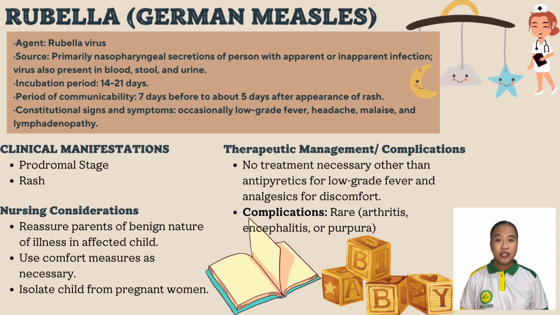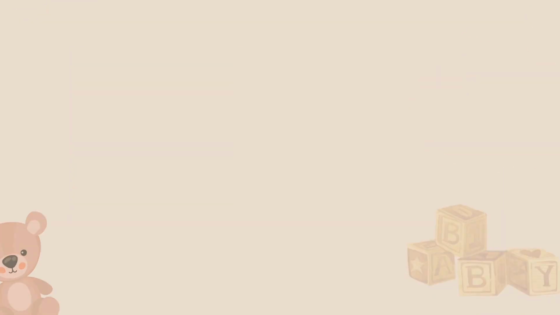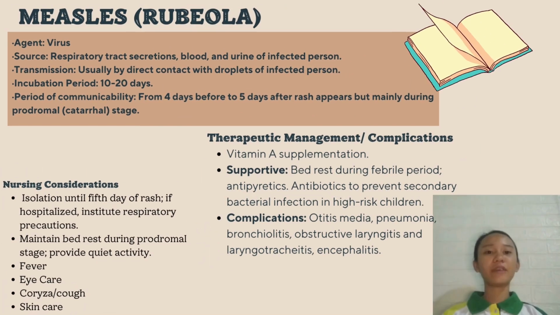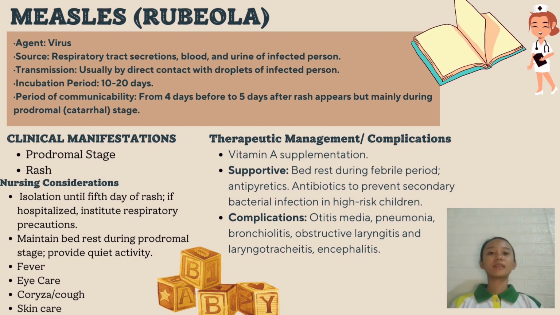Nursing considerations: reassure parents of benign nature of illness in affected child, use comfort measures as necessary, and isolate child from pregnant women. This is what rubella looks like. Next, we have measles or rubeola. Measles has the agent virus. Its source is respiratory tract secretions, blood, and urine of infected person. Its mode of transmission is usually by direct contact with droplets of infected person.